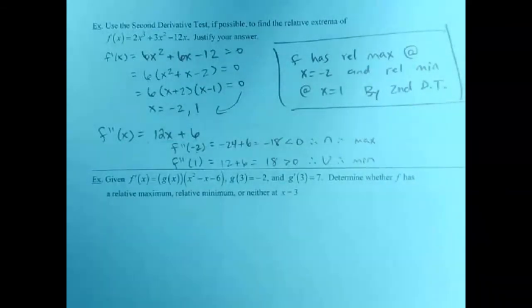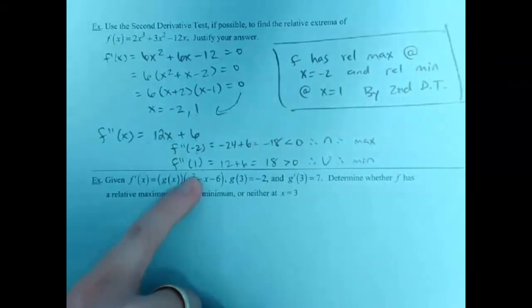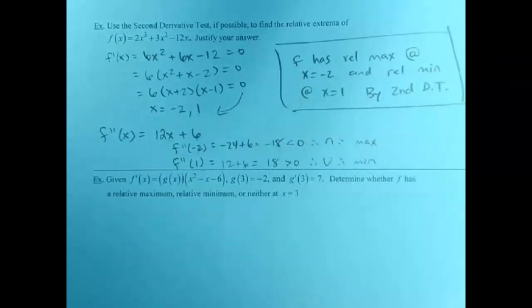Here it gives me an equation for f prime. It says f prime is g times x squared minus x minus 6. Then it tells me some pieces of information about g. It says g of 3 equals negative 2, g prime of 3 equals 7. Determine whether f has a max, a min, or neither at 3.